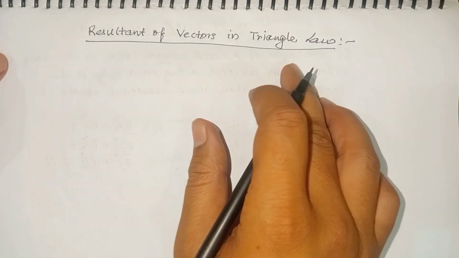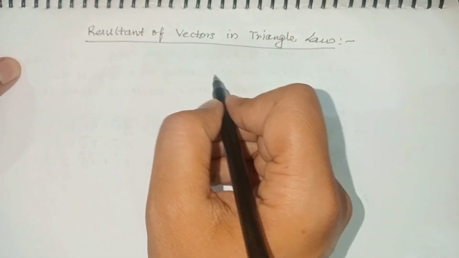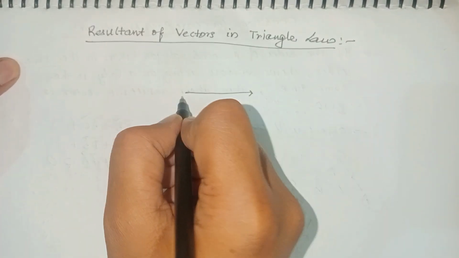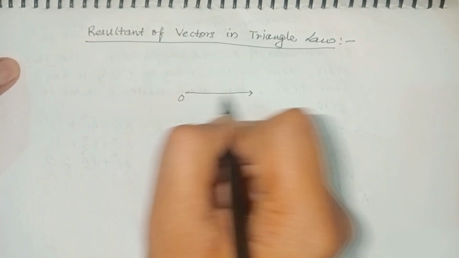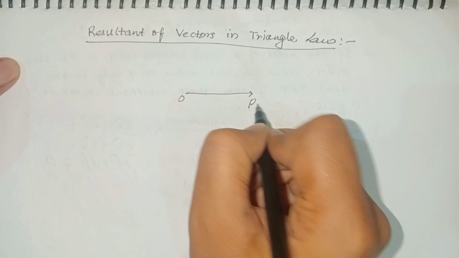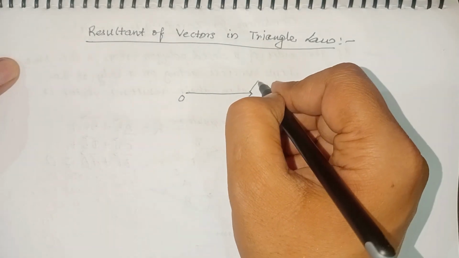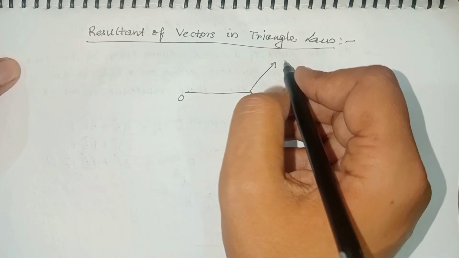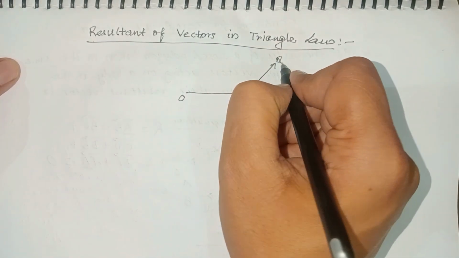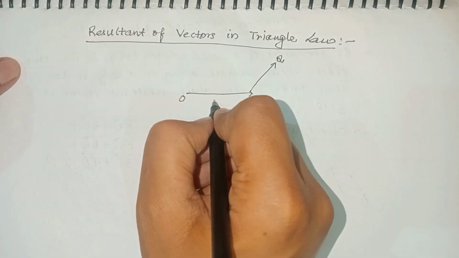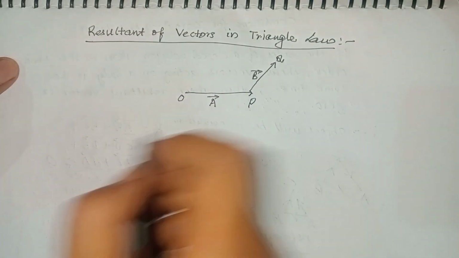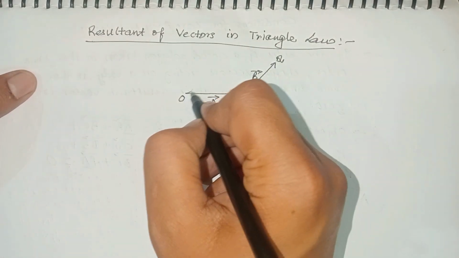Let us find the resultant of vectors using the triangle law. For this, let's take one vector starting from O, this is P. Let's take one more vector in the same fashion, going anti-clockwise, ending at point Q. Rename these two vectors: this is vector A, this is vector B. The resultant will be this vector.